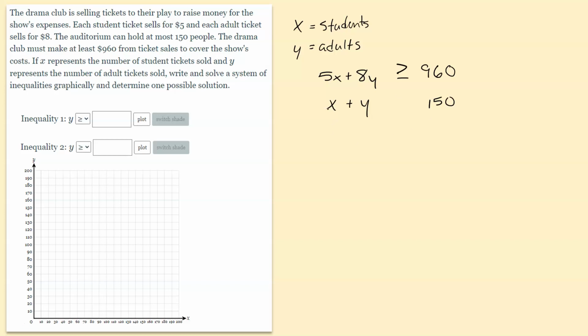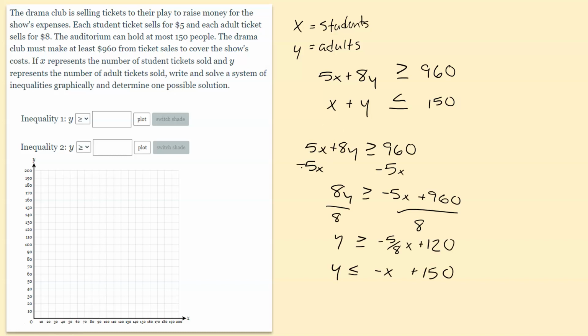As far as the number of people, the number of students plus the number of adults needs to be at most 150. So this can equal 150 or it can be less than 150. So these are our two inequalities. Now we want to graph them. In order to graph them, we need to write them in y equals mx plus b form, slope-intercept form. So I'm going to go ahead and do that now.